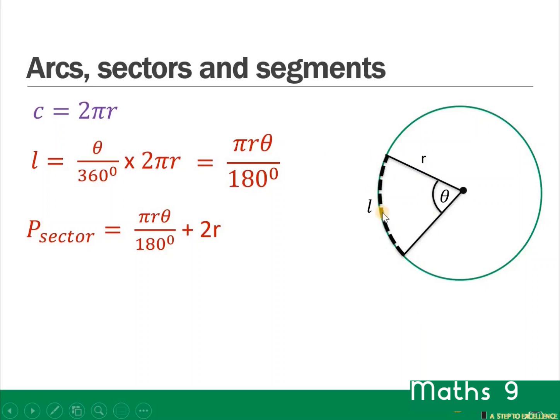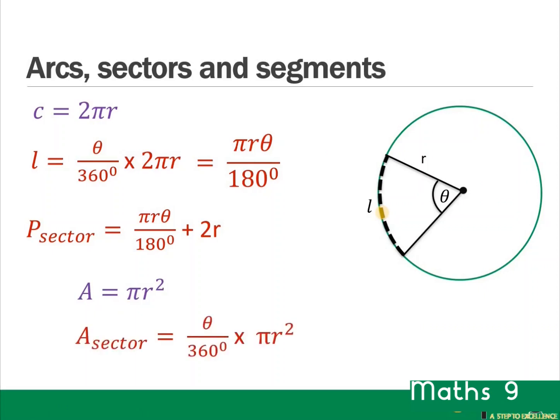Then if we wanted to find the area of this sector, we could start with the area of the whole circle, which is pi r squared, and then the fraction that we want is theta over 360. So the area of the sector is theta over 360 times pi r squared, which simplifies to pi r squared theta over 360.